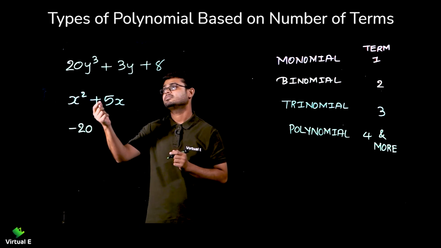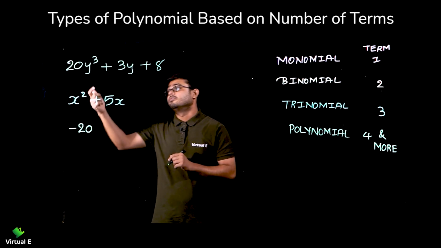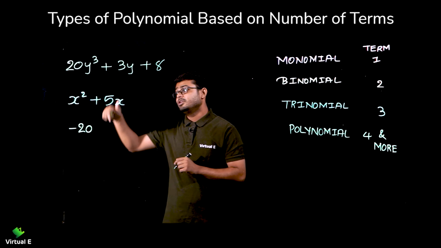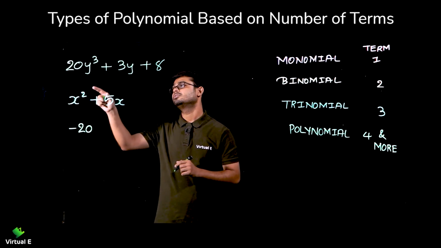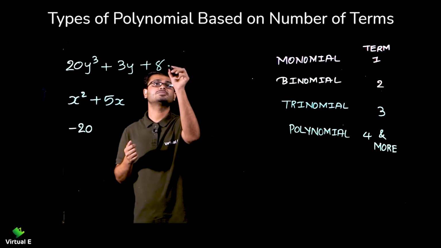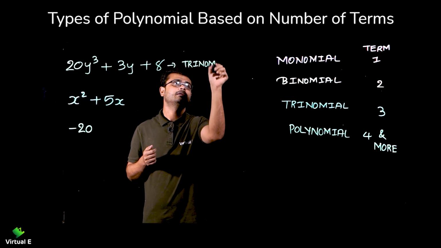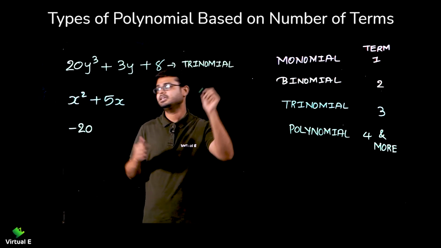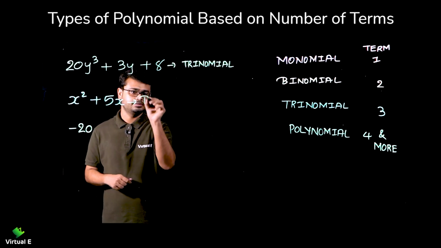So here how many terms? Now see, this is already a polynomial, so we don't discuss their powers and we don't check whether it is a polynomial or not. So there are 3 terms. So obviously it is trinomial. And let's see here how many terms? 2 terms. And this one, binomial.